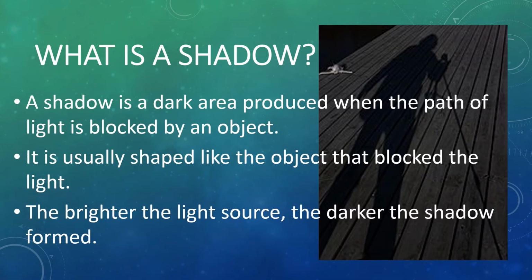What is a shadow? A shadow is a dark area produced when the path of light is blocked by an object. It is usually shaped like the object that blocked the light. The brighter the light source, the darker the shadow formed.